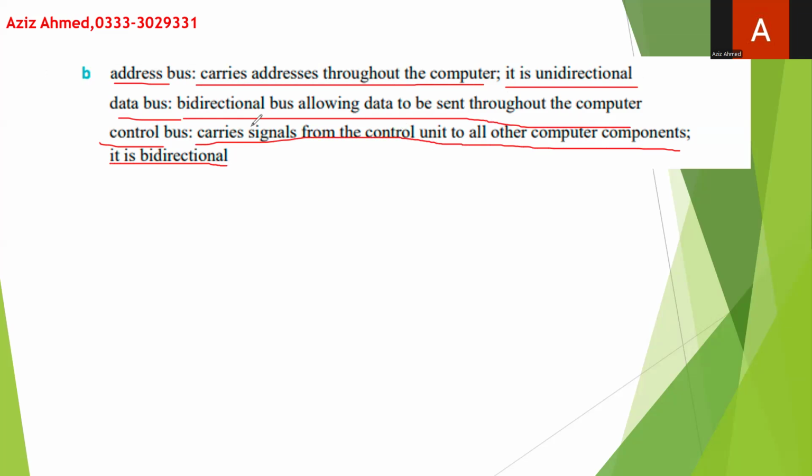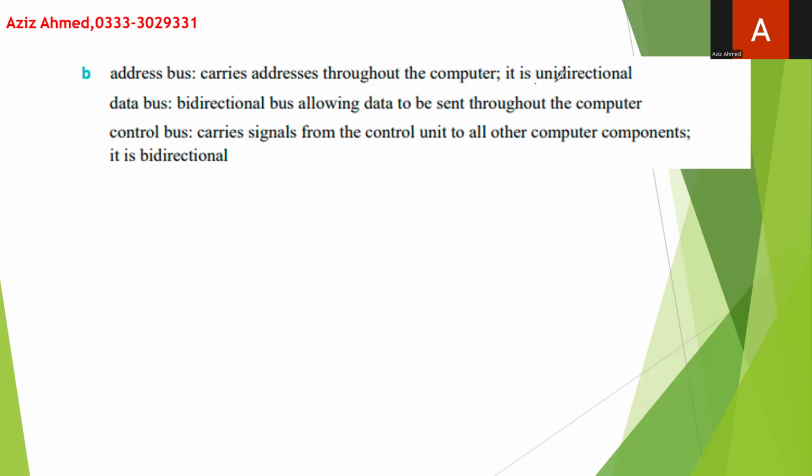Teacher, what does unidirectional mean? Single path. It means it can only read, not write. And bidirectional means the bus can read and write at a time. Both operations can be done by this bus. The processor can use this bus for read and write operations.